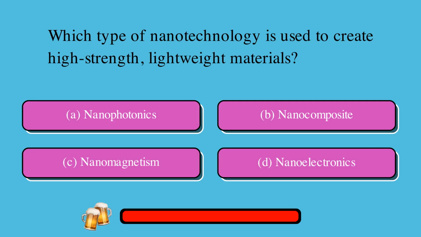Which type of nanotechnology is used to create high-strength, lightweight materials? A. Nanophotonics, or B. Nanocomposite, or C. Nanomagnetism, or D. Nanoelectronics. The correct answer is B. Nanocomposite.